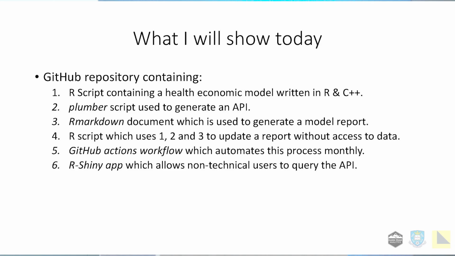There's then an R Markdown file, which was used to generate the model report, and an R script, which is used to use the first three scripts there to generate a report without accessing the original data. So the data is contained on the company side, and this R script is going to query the API, and it's going to send the model to the data, run the model on that data, and then send back some results. And then there's a GitHub Actions workflow, which automates this on the first of every month.